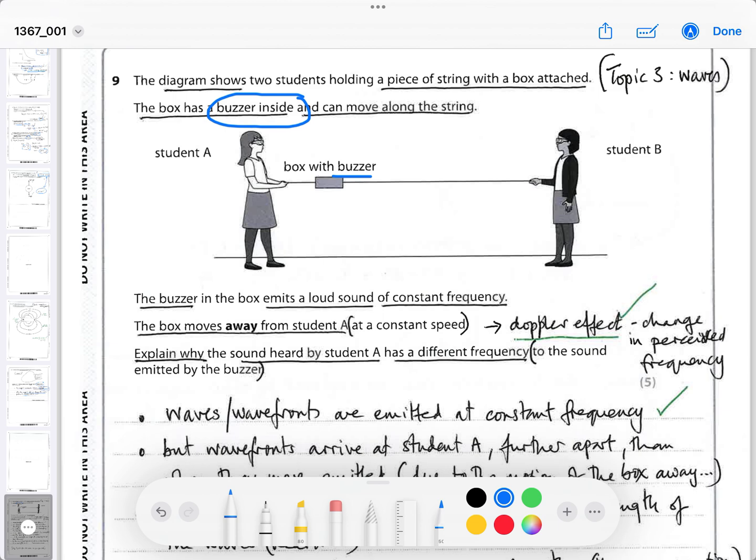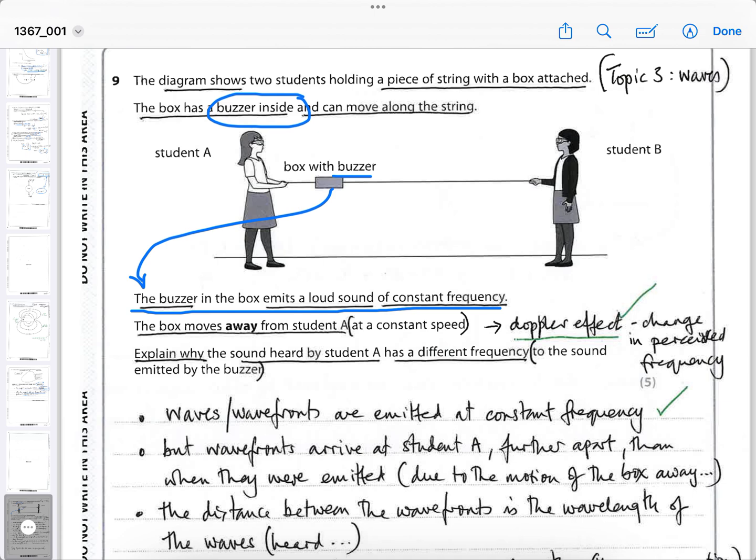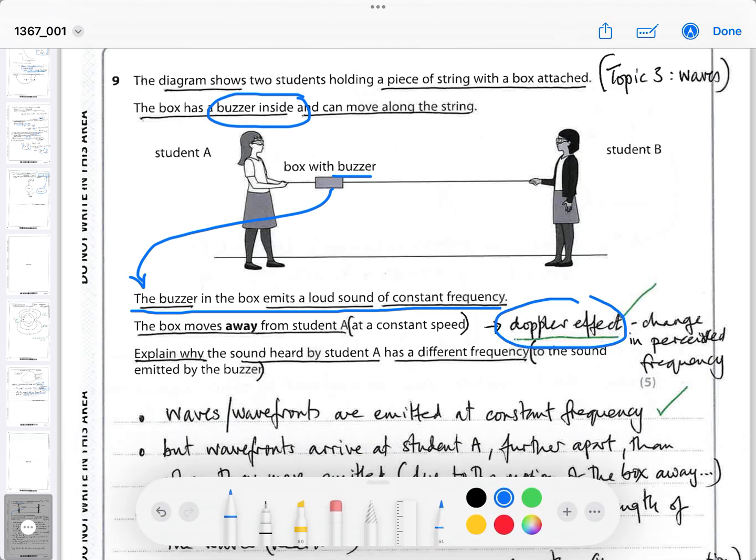Okay, so the buzzer in the box emits a sound of constant frequency. So even if you didn't know what a buzzer was, here they're explaining it. The buzzer emits a loud sound of constant frequency. Okay? So when the box moves away from student A, yeah, so student A is on the left, at constant speed. So immediately I know this is the Doppler effect, yeah, which is a change in perceived frequency by the observer.